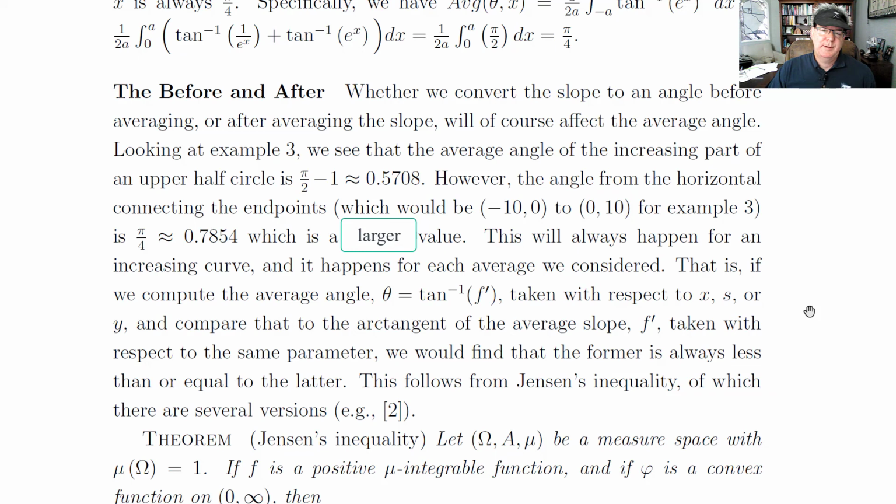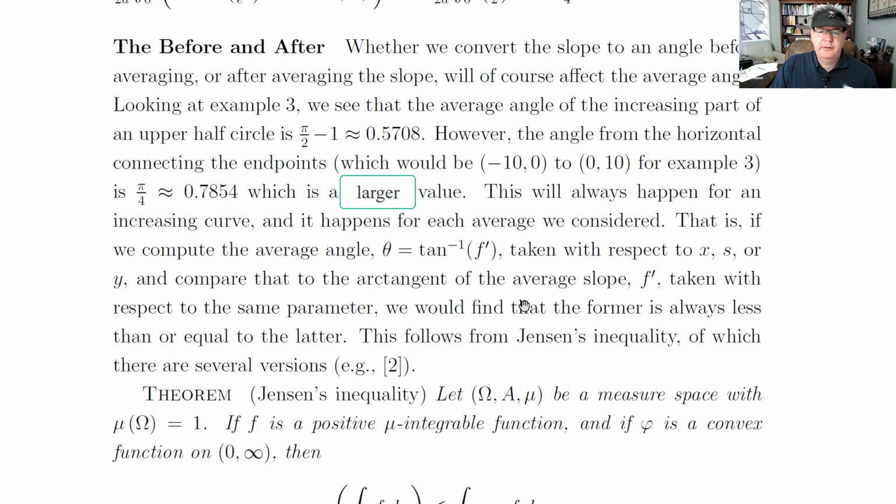The last thing I'll do is compare if you find the average angle versus the average slope, and then take the angle of that average slope, which is, in other words, the arctan of the average slope versus the average of arctan of f prime. Like for the circle, the average angle ended up being about 0.5708. However, the average slope is 1, and then the angle that average slope makes is pi over 4, about 0.78. So this is a larger value.